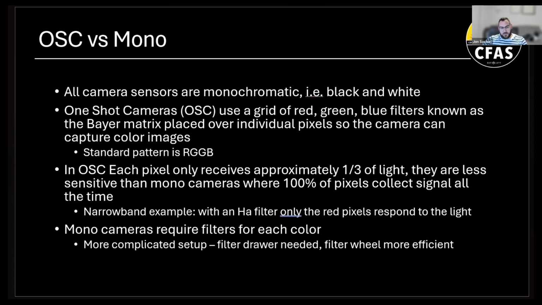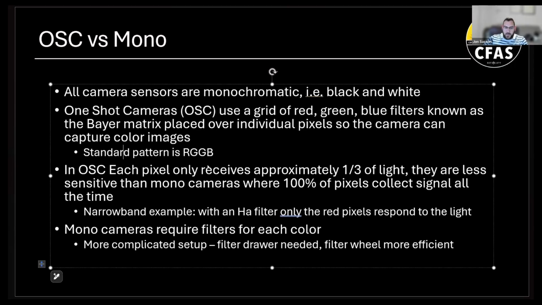The difference is the color camera will have a grid of red, green, and blue filters, like little filters. That's called a Bayer matrix, and it's placed over each individual pixel of the camera. It's that set of filters that gives you a color image, right? And the most common pattern is this RGB pattern, so you get one red pixel, two green pixels, and one blue pixel.